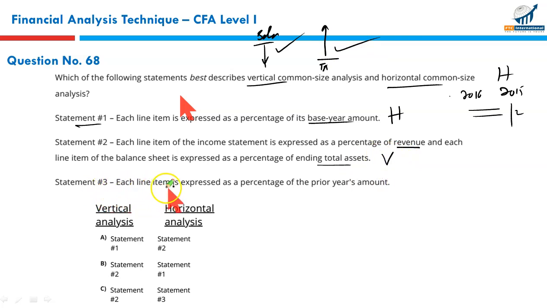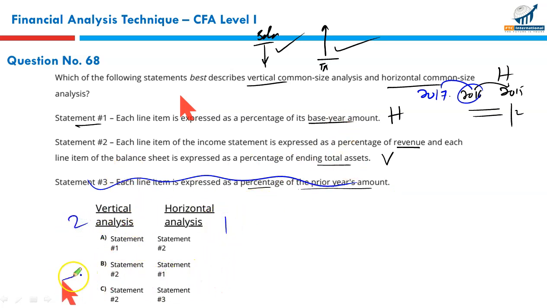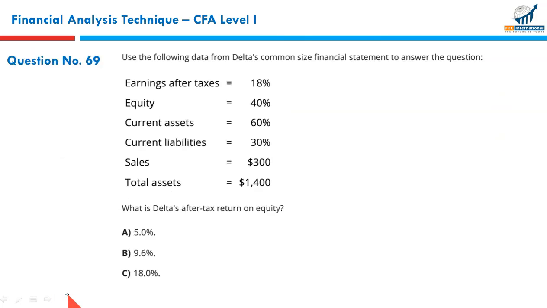Third, each line item is expressed as a percentage of the prior year. No, this is the chain percentage, like we compare 2016 based upon 2015, then 2017 is compared with 2016 as a base. So this is neither horizontal nor vertical. It's irrelevant. So what we can say now, the vertical one is statement 2 and the horizontal one is statement 1. So 2, 1, B it is.